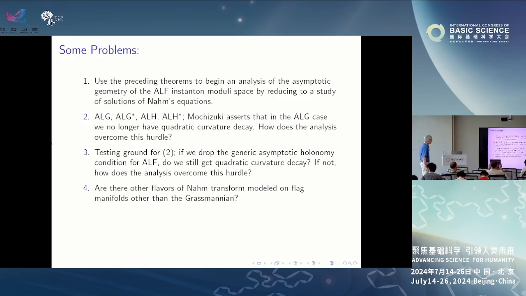Finally, I don't remember what I had next, but the problem that was asked of me earlier: are there other flavors of Nahm transform if you replace our two-step flag of the Grassmannian with a multi-step flag? Somehow that seems like you should have some different relations among operators, and maybe some transform associated with some supersymmetric operator, something, I don't know. And next, I guess you could ask about Nahm transforms for manifolds with special holonomy. And so I think I'll stop there. Thank you.